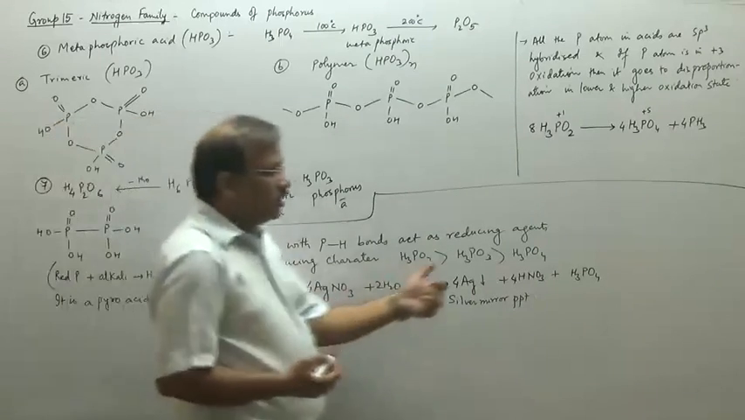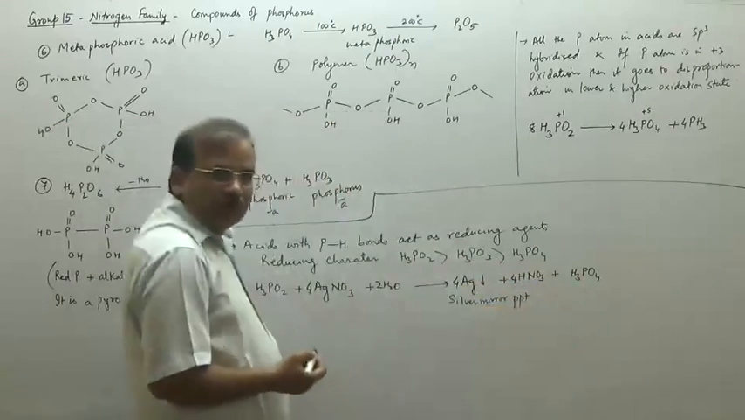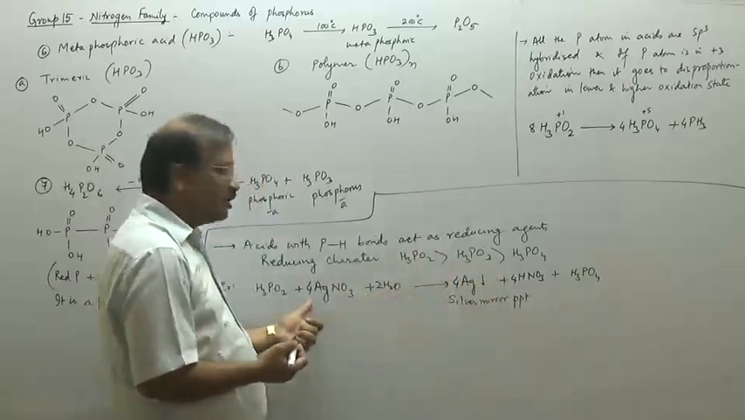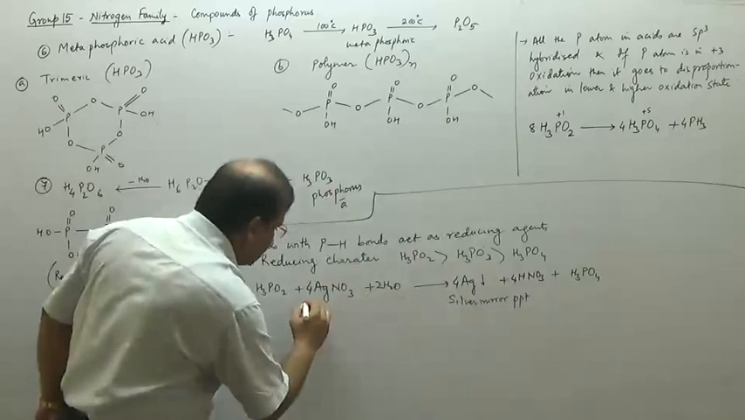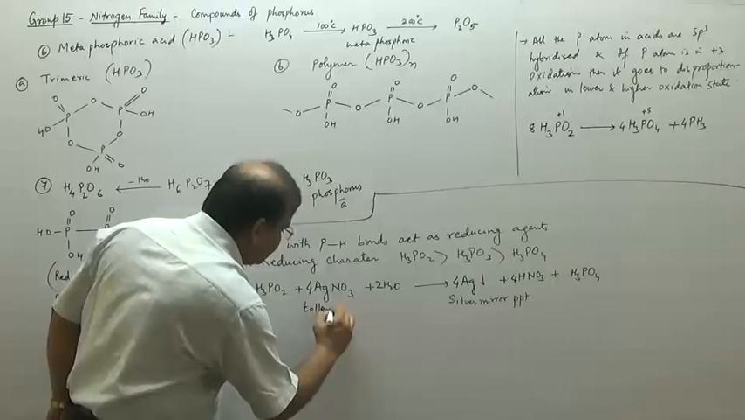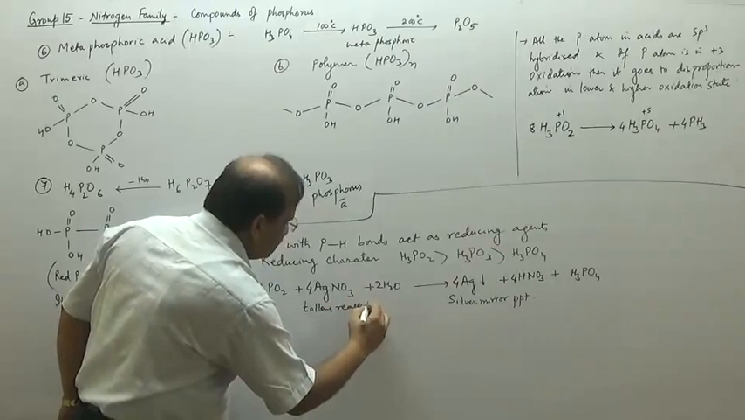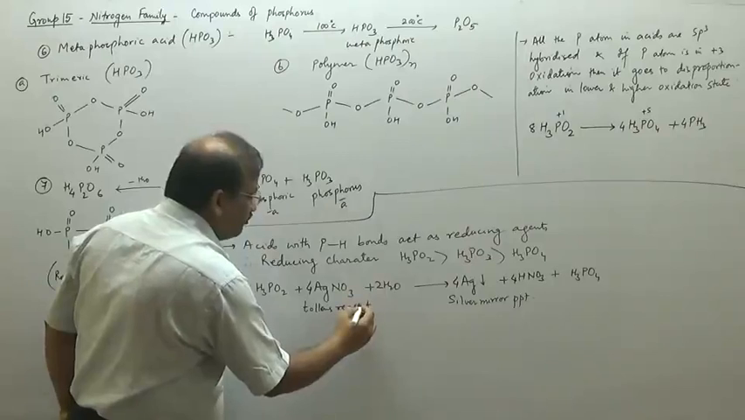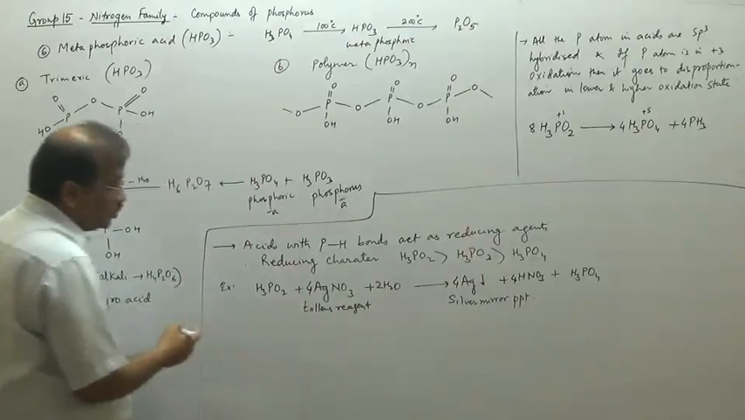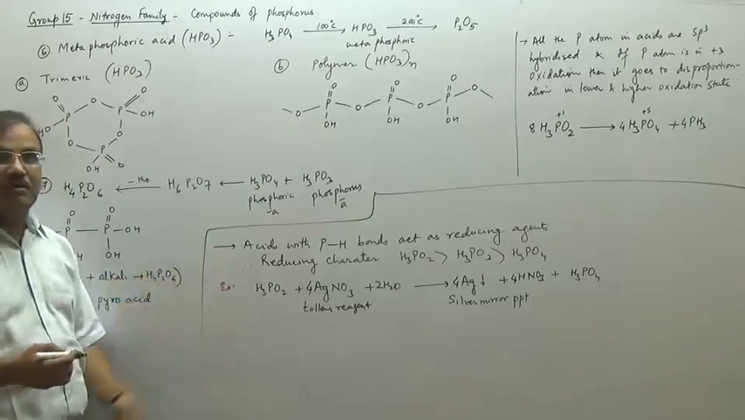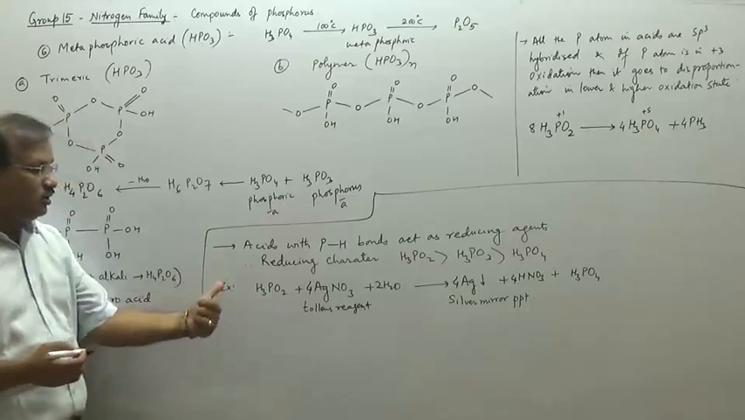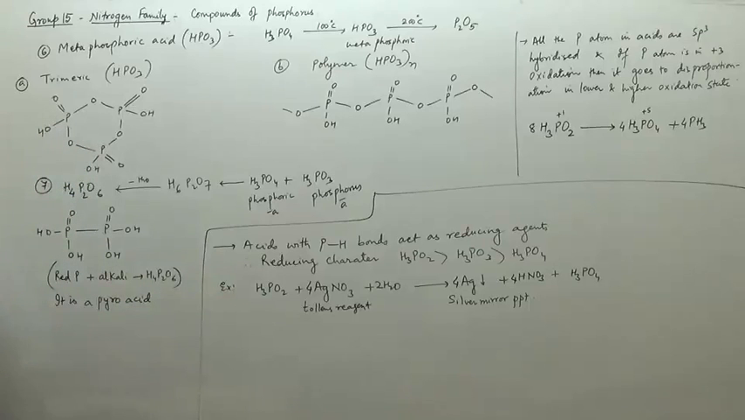So this is a reducing agent, it gets oxidized from +1 oxidation state to +5 oxidation state, and this gets reduced. It is Tollens reagent, we know that. This is called Tollens reagent, ammoniacal silver nitrate, that gets reduced to give you the silver mirror precipitate like that. So that is how we can prove the reducing character of these acids.